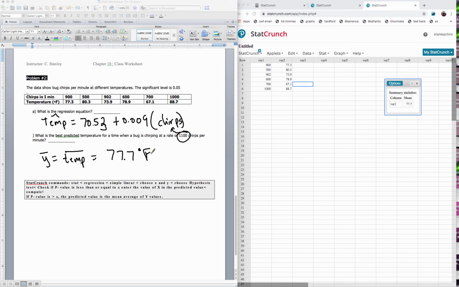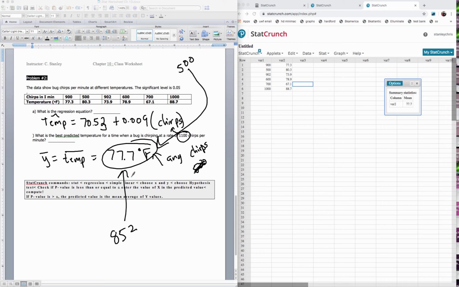77.7 degrees Fahrenheit. Basically, it's going to be that for any x, for any chirps. I could say, well, what about 500? Well, let me use 550. What's the predicted temperature for 500 chirps? 77.7. Oh, what about 852 chirps? 77.7. So that's how it works.